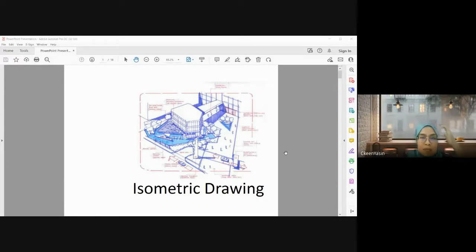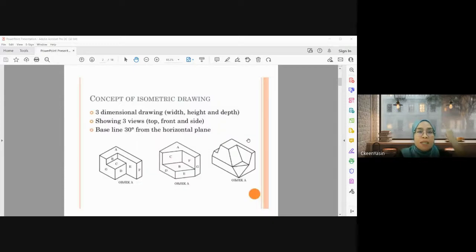Okay, so this will be the brief on how to do an isometric drawing. Let's start with the concept. What is isometric drawing all about? Basically, isometric drawing is a three-dimensional drawing. It will be a 3D drawing in terms of width, height, and depth. It shows the width, the height, and also the depth of the item that you're going to draw.